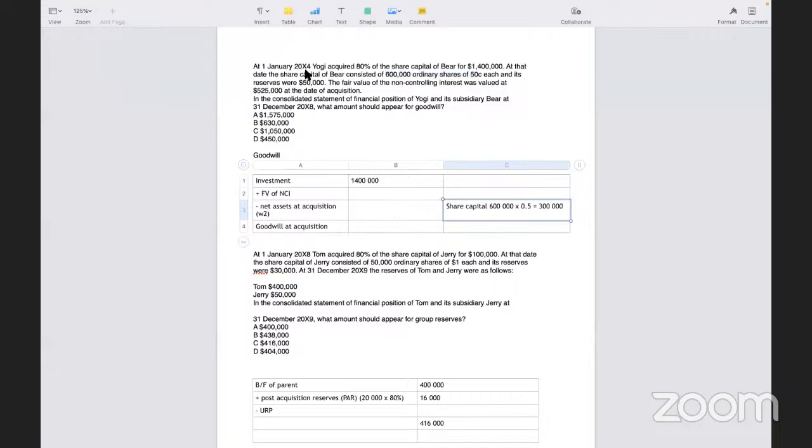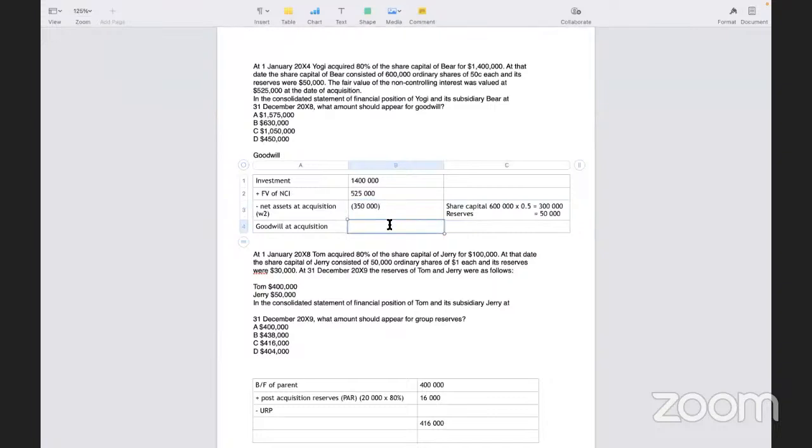Its reserves were 50. Reserve means retained earnings. So retained earnings is also part of equity, no? So I'll write it here, reserves. That is how much the reserves were, 50,000 when you are acquiring the company. Then the fair value of the non-controlling interest. Normally the fair value of non-controlling interest, we should write it here, 525,000. That's it. Okay. So first of all, when you add these two, the answer will be 350,000 rupees.